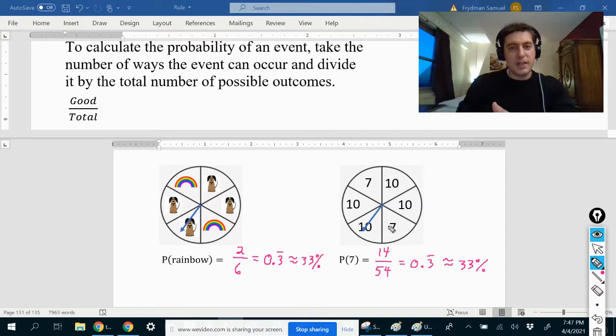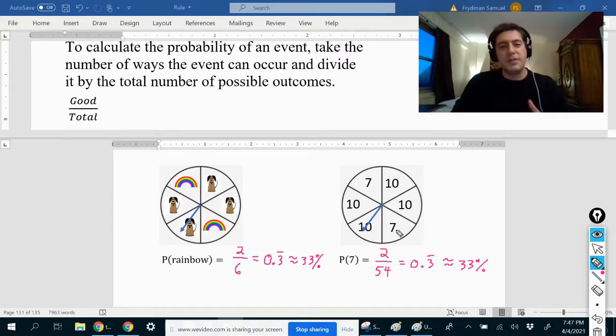When you get a problem like this, you have to understand that even though those are numbers that you see on the spinner, you should not treat them like numbers. You should treat them just like pictures like we have over here. So you don't have to do any calculations with the 7. All you have to know is how many pictures of a 7 are on that spinner. There are 2 of them, so the numerator would be 2. You should not be doing 7 plus 7.